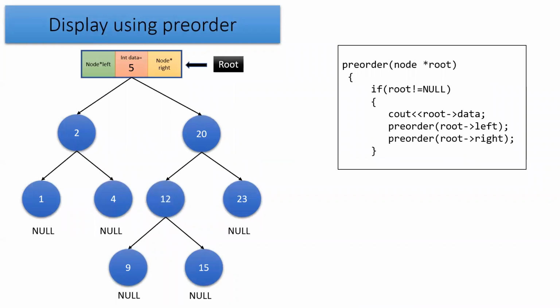So here I have taken this binary tree. This is also a binary search tree because all the nodes on the left side are less than the root data and all the nodes on the right side are greater than the root data. So this is an example of a binary search tree. In a binary search tree and a binary tree, the pre-order traversal is the same. And here I have written the recursive code for this pre-order traversal.